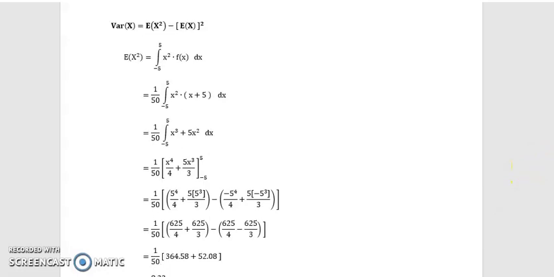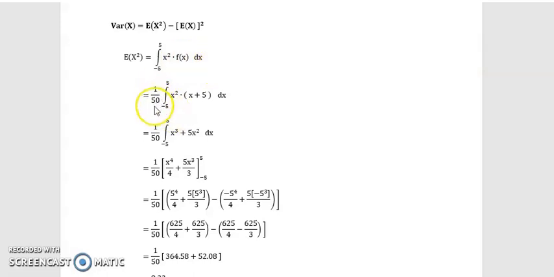Now how do we find the variance of x? We know that the variance of x is given by E(x squared) minus the square of E(x). Again, this is the mean value, and we already have this value. Now we need to find E(x squared). So E(x squared) is given by the integral from negative 5 to 5 of x squared. Don't forget to square here because we want to find x squared. Multiply by f(x) dx, similar to the previous part.